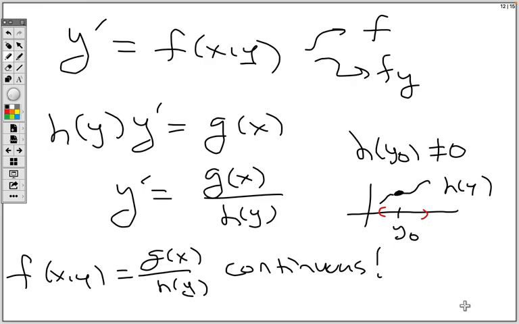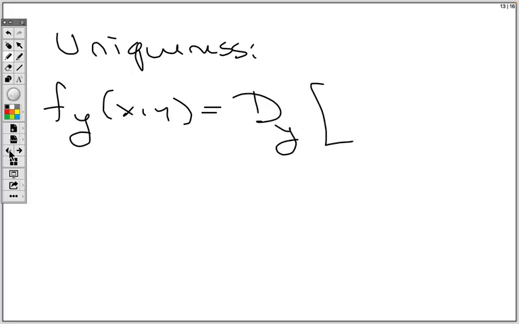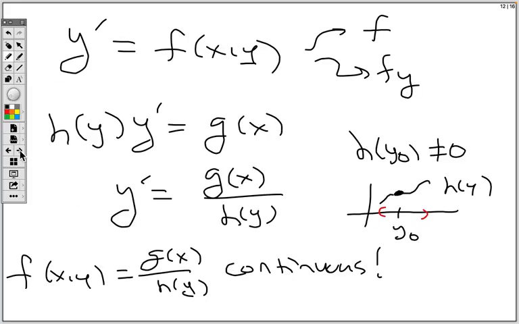Okay? But what if I wanted to check to see there's only one solution? What would have to be true? So for uniqueness, you need the partial derivative of f with respect to y to be continuous. So let's take the partial derivative with respect to y of this.